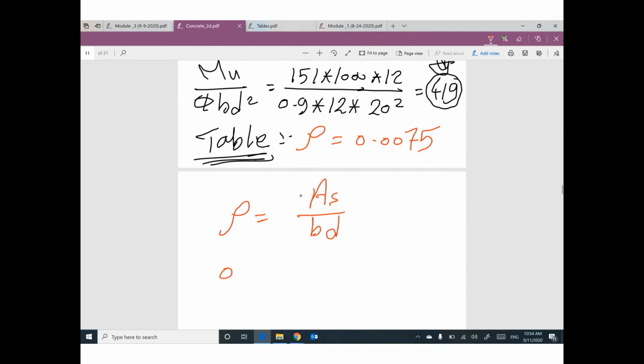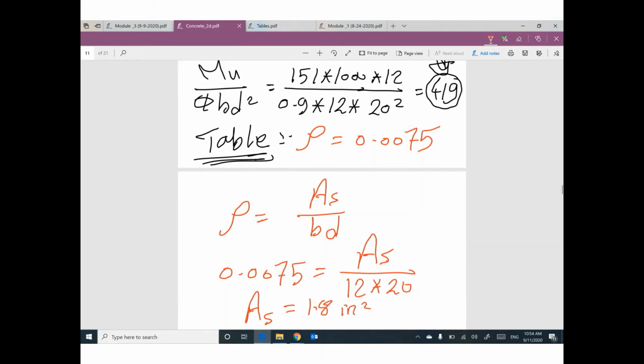0.0075 equals area of steel divided by B times D, 12 times 20. The only unknown here is the area of steel, so I can figure out its value: area of steel equals 1.8 inch square.